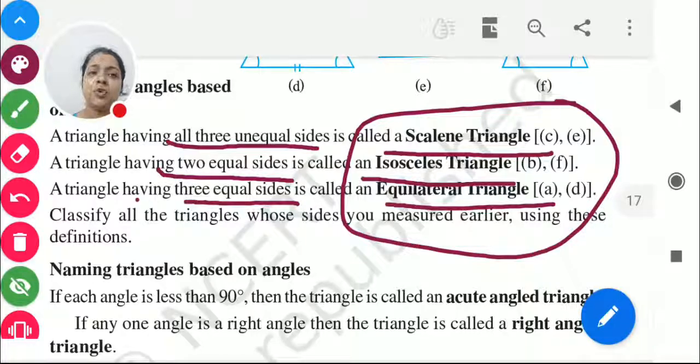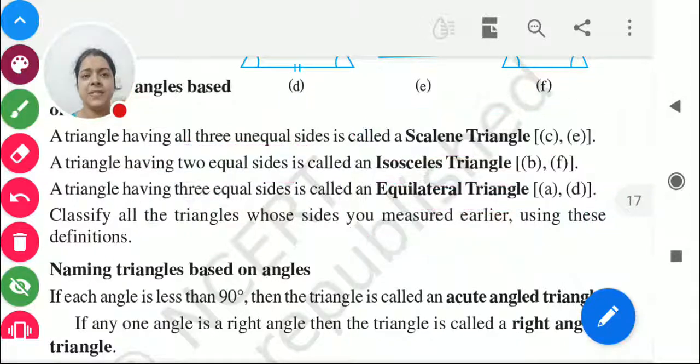Isosceles means two sides equal, and scalene means none of the sides equal. So on the basis of that, we got to know that there are three kinds of triangles. Now, the other basis is the angles. On the basis of angle, how can we divide the triangle into three parts? So let me tell you, on the basis of angles also, we have three kinds of triangles.